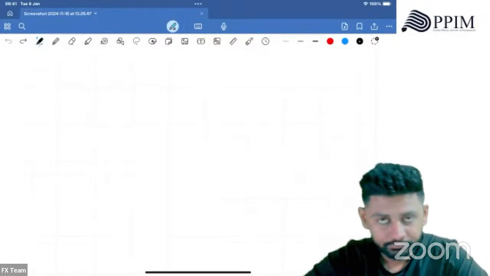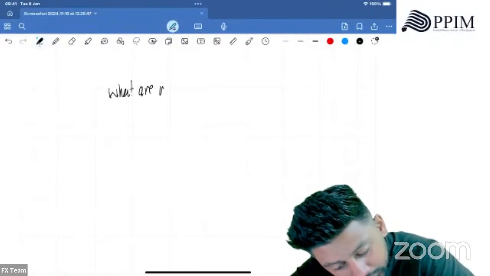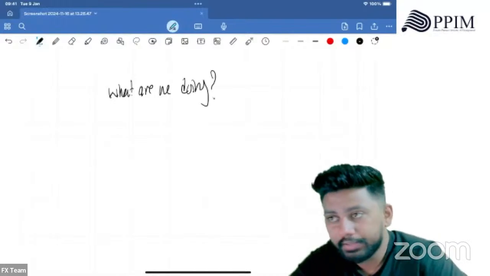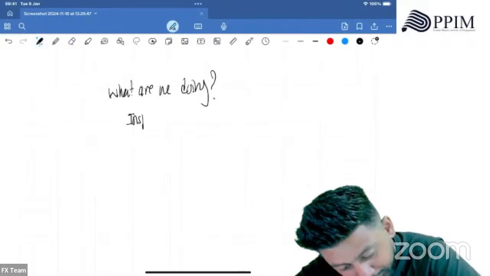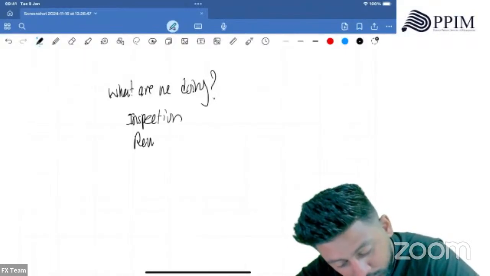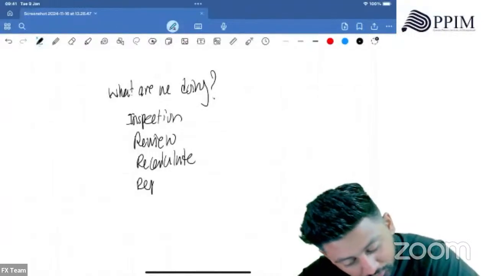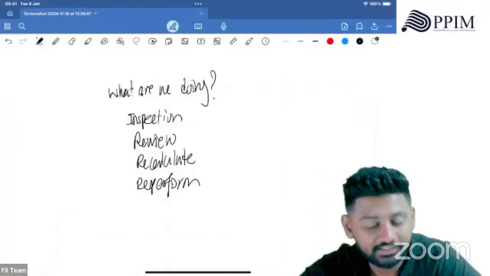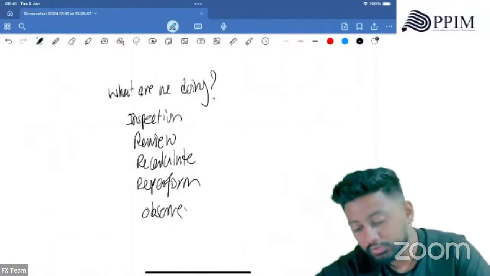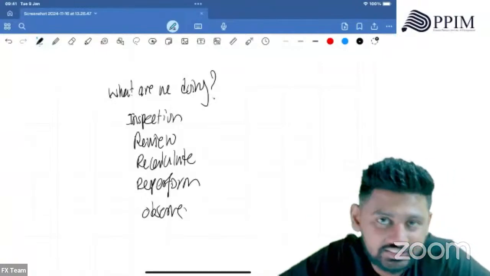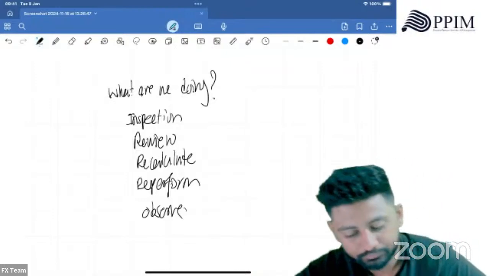Remember in the exam, we are going to tell the examiner what we are doing. What we are doing will be the procedure: inspect, review, recalculate, reperform, observe. And why we are doing it is the assertions ACCA cover. So we start off with a verb action, and then we give a proper procedure.